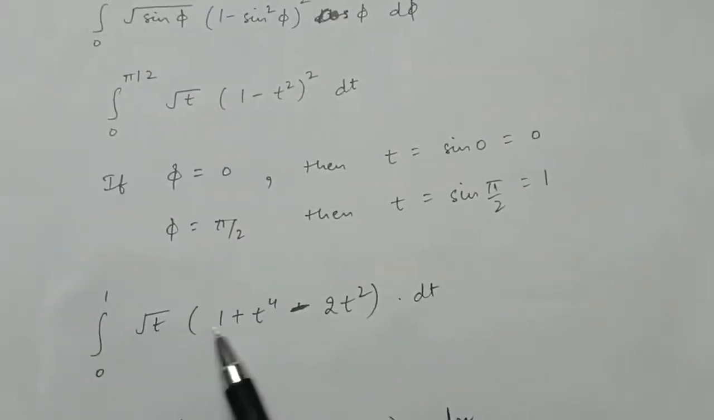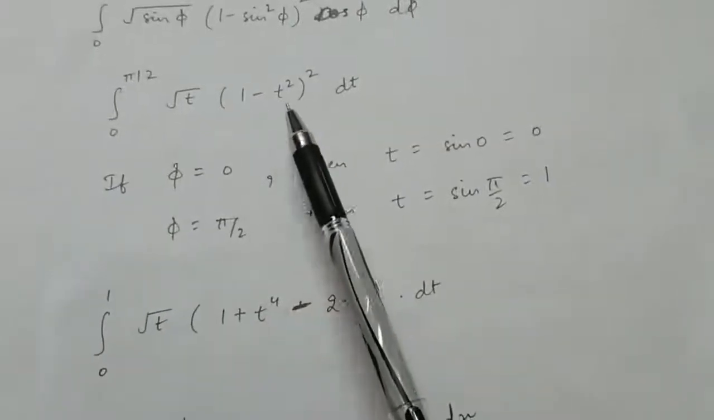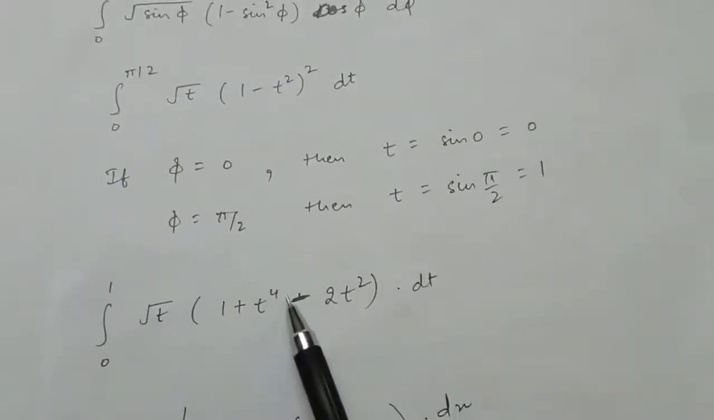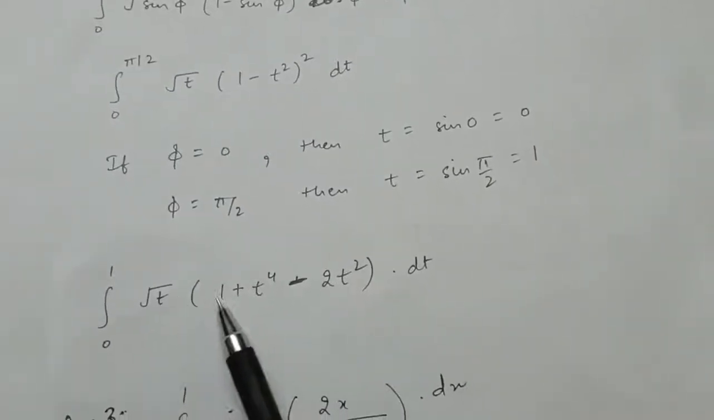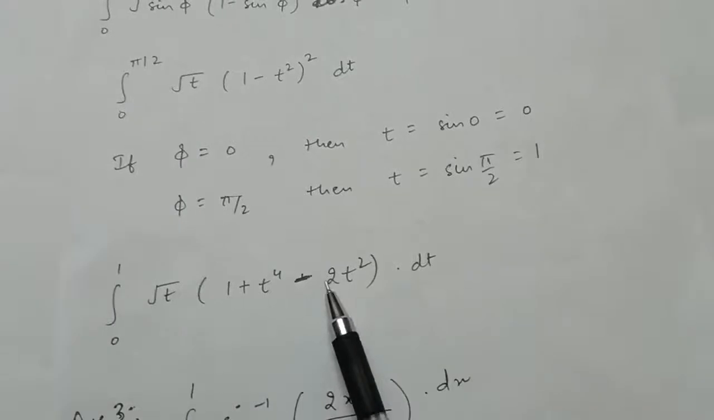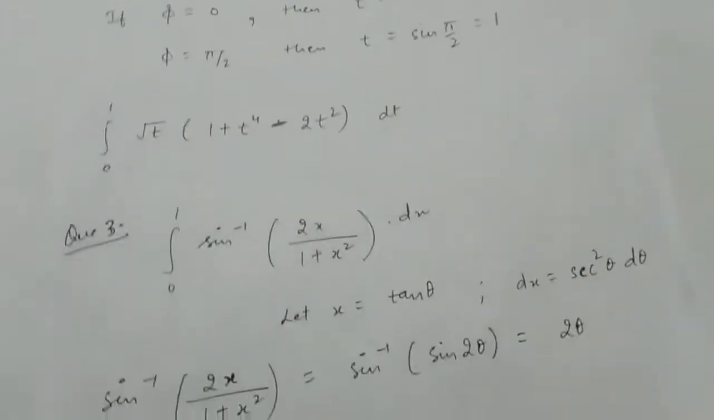And the integral will be of the function root t into the square of this, which will be 1 plus t raised to the power 4 minus 2t square. Now multiply this root t with all the terms, find out the integral and then put the limits, right? So I have given you the hint for this question.